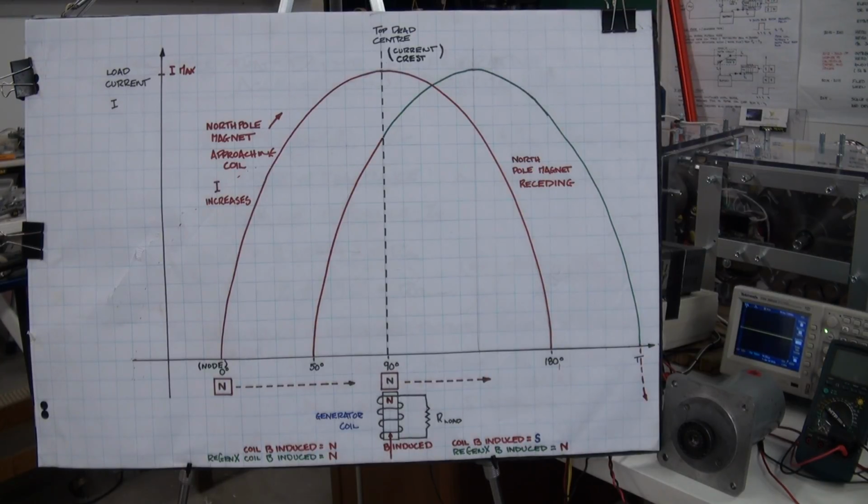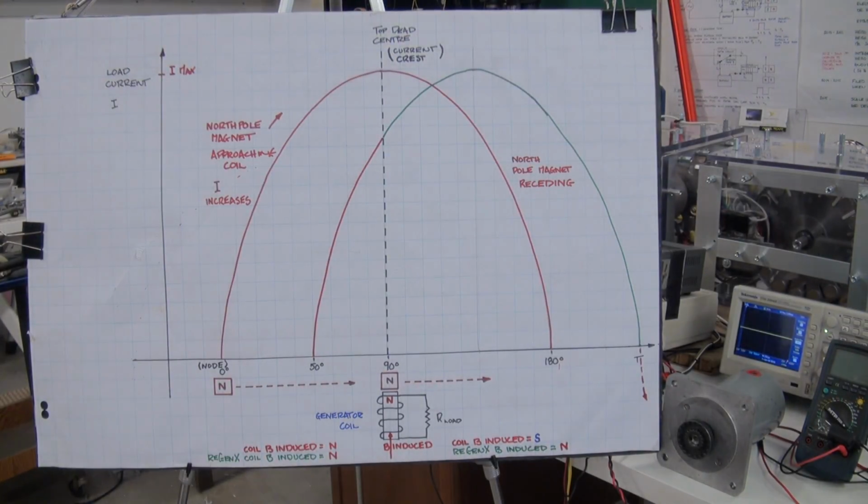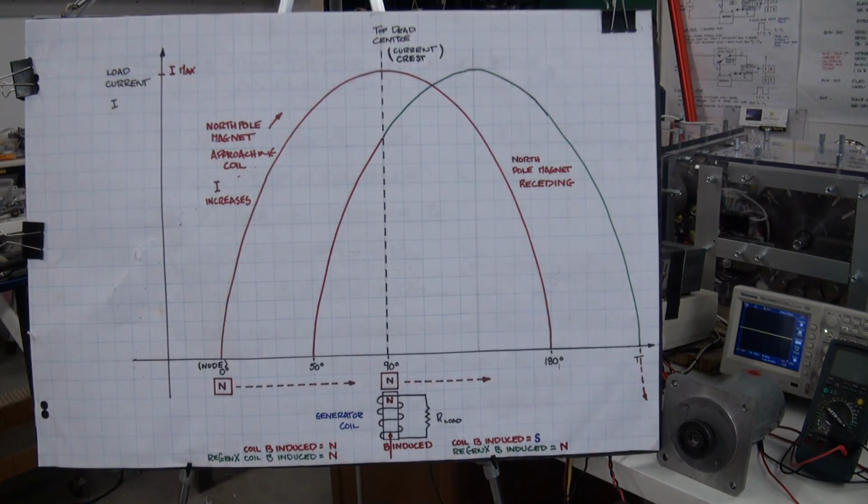The ReGenX coil's load current delay is important because what it does is it shifts the load current in the time domain such that when the rotor magnet is approaching the coil, the load current is delayed. So the counter-electromotive torque, or regenerative braking component, only occurs up to top dead center.